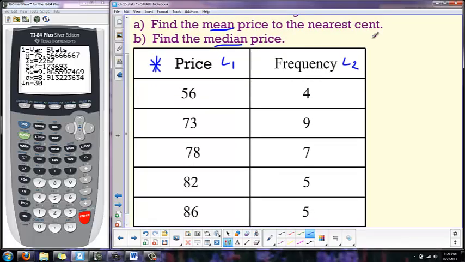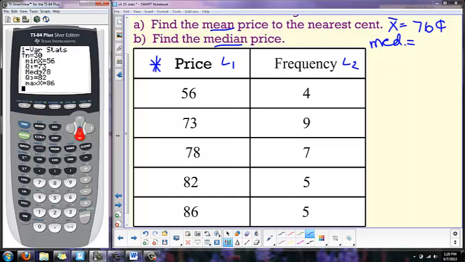You want to know what the mean is? Well, the mean is the average. The mean is X bar, and that's always the first number listed right here. And it's 75.56667, and it wants it to the nearest cent. So that would be 76 cents. Okay, and then the median is listed further down. The median is 78 cents.